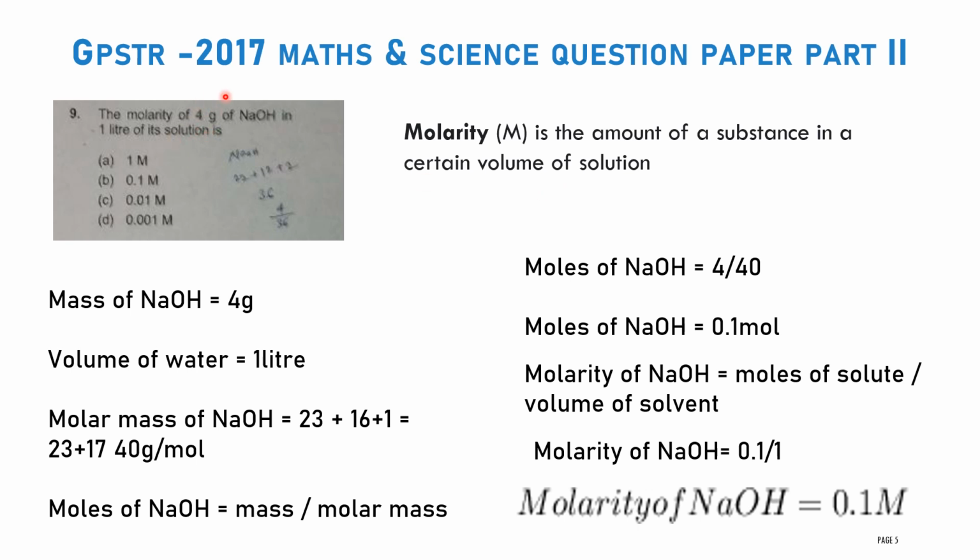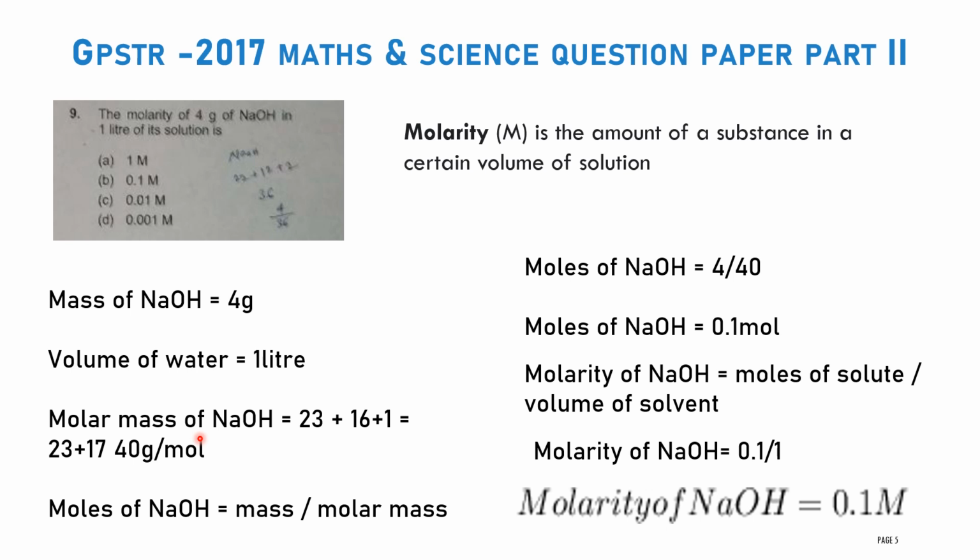Here they have given the example sodium hydroxide. When 4 grams of sodium hydroxide is dissolved in 1 liter of water, what is the molar concentration of sodium hydroxide? That you have to calculate. Let us see. Here the mass of sodium hydroxide is given as 4 gram. Then the volume is mentioned as 1 liter of its solution. Therefore the volume of water is 1 liter.